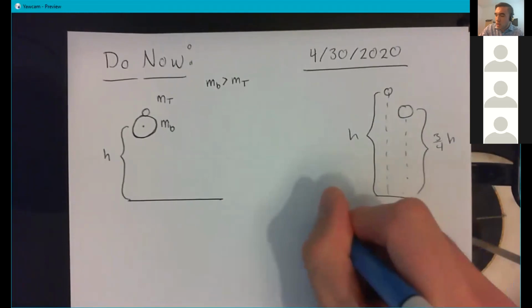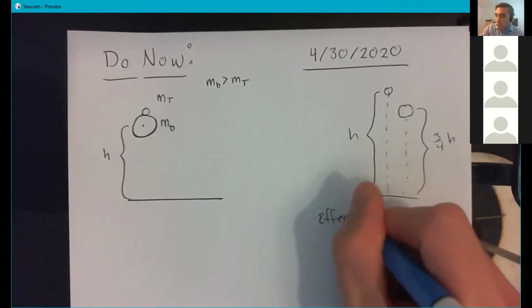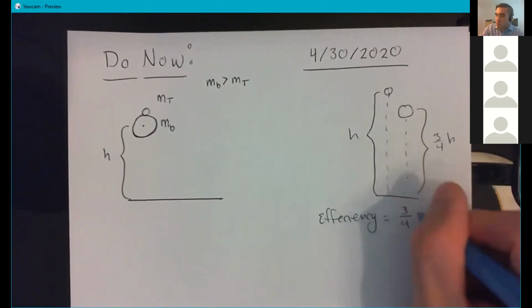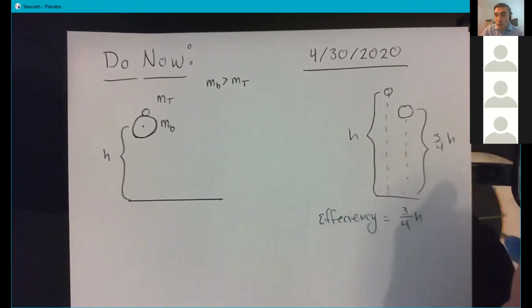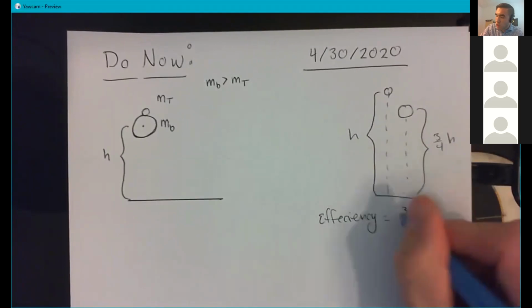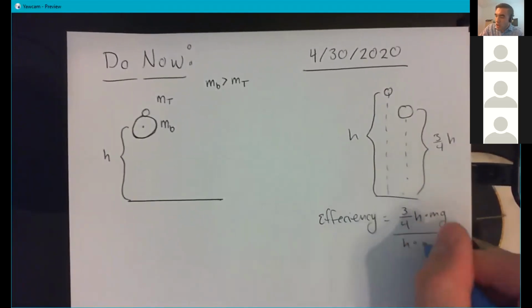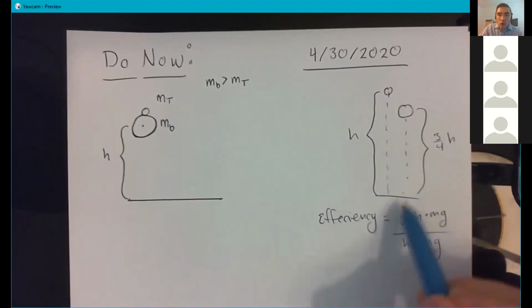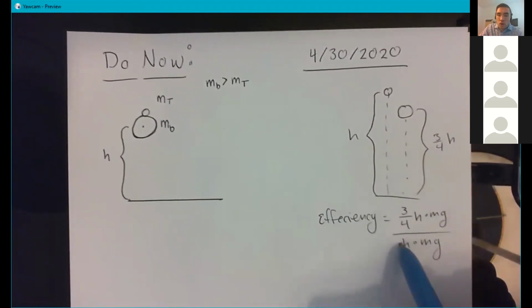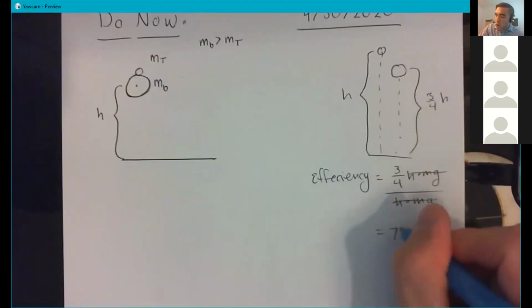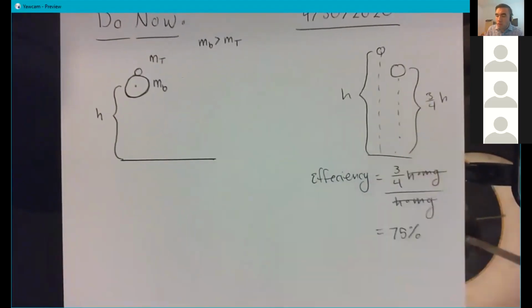This would be to say that the efficiency is equal to the energy out, because technically energy based on gravity is going to be mgh. So it would be 3/4 h times mg divided by h times mg, energy out divided by energy in. All of these terms cancel, and this tells us that this ball is bouncing with approximately 75% efficiency.